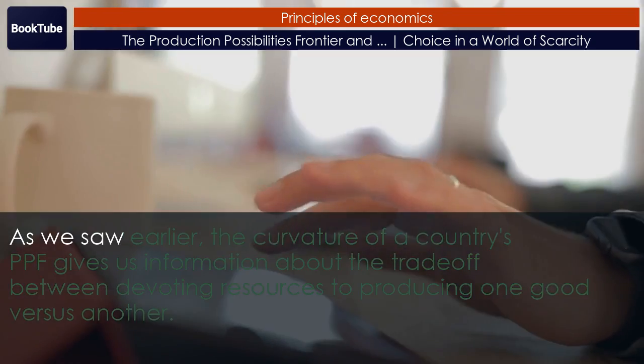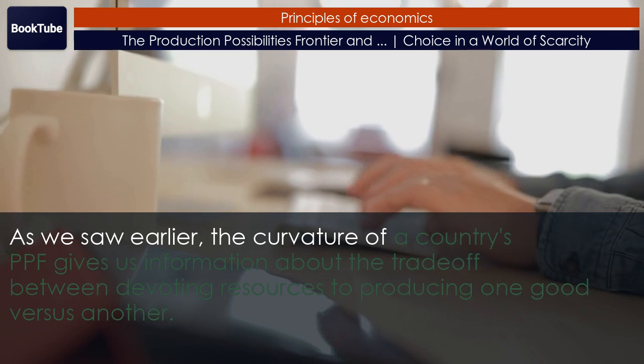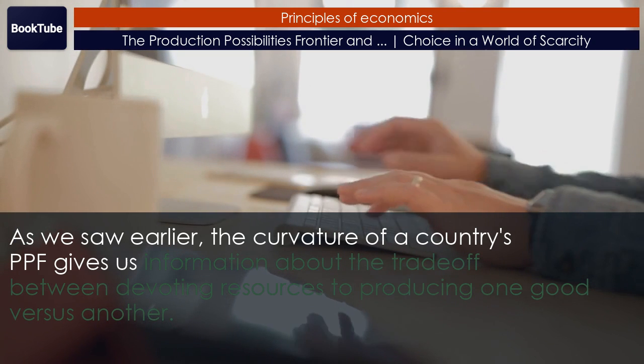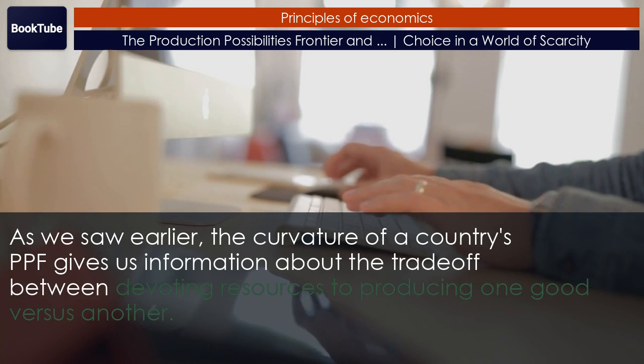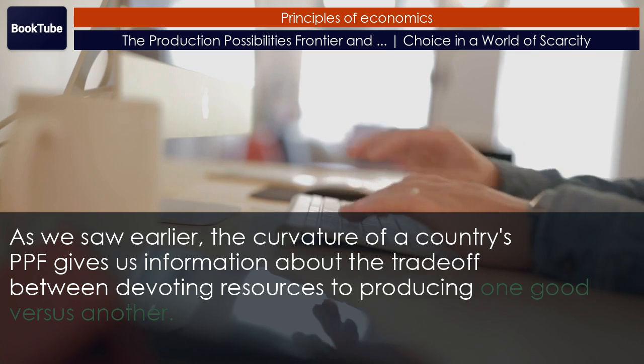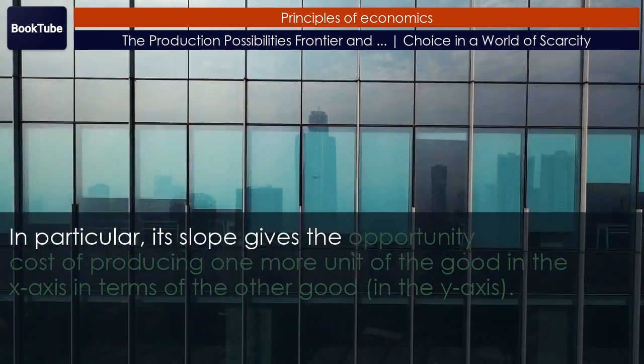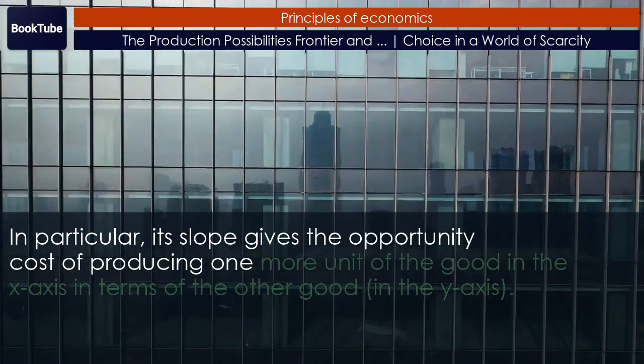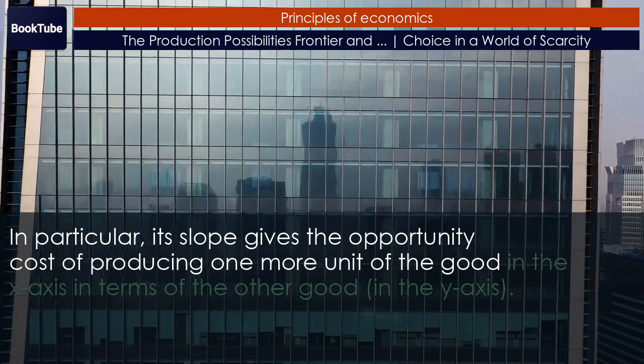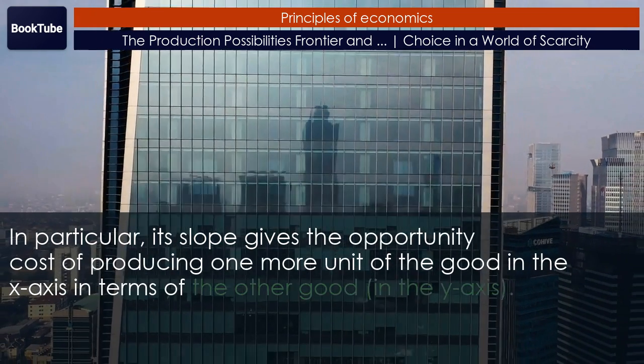As we saw earlier, the curvature of a country's PPF gives us information about the trade-off between devoting resources to producing one good versus another. In particular, its slope gives the opportunity cost of producing one more unit of the good in the x-axis in terms of the other good.